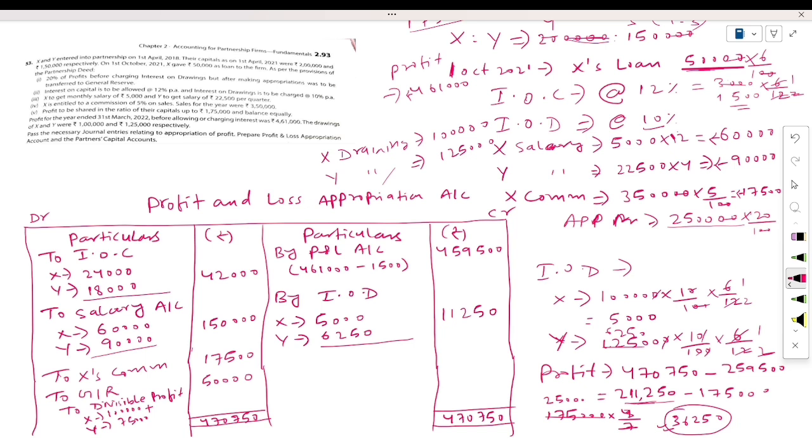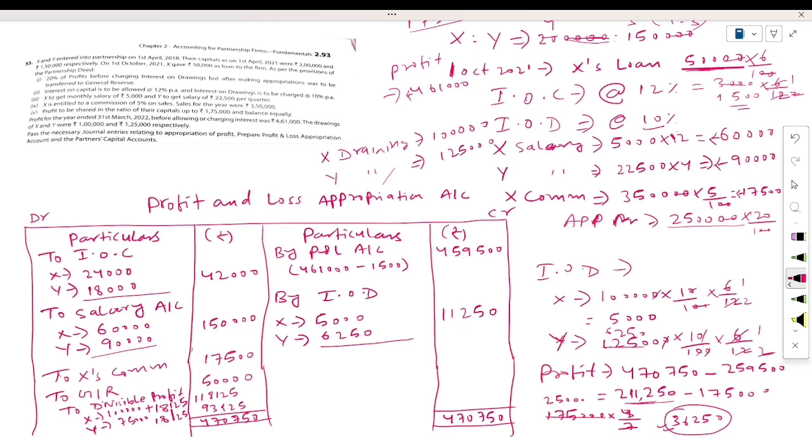36,250, it means 18,125 one partner, and another partner 18,125. So how much will be the total? The total amount will be here 1,18,125 X profit, and Y profit, how much will be here? 93,125. So this is all about profit and loss appropriation account.